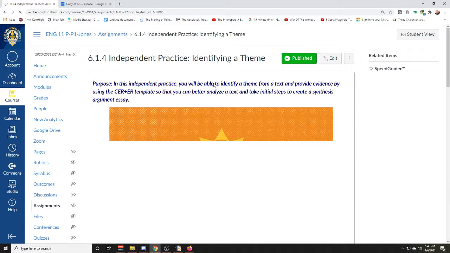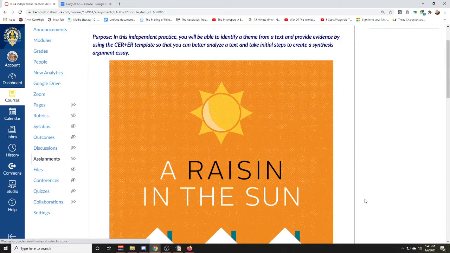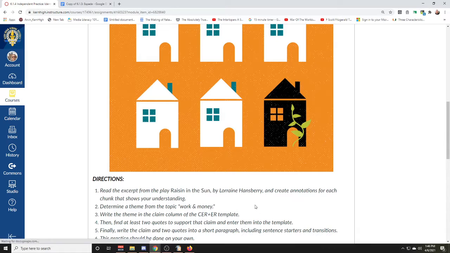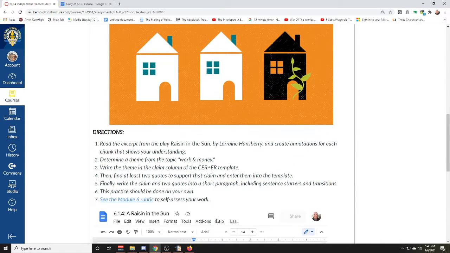However, using the same strategy, what I want you to do on your own is to read this excerpt from A Raisin in the Sun, which is an amazing story by Lorraine Hansberry. It's a script. And I want you to be able to determine a theme about this story that is related to the topic of work and money.